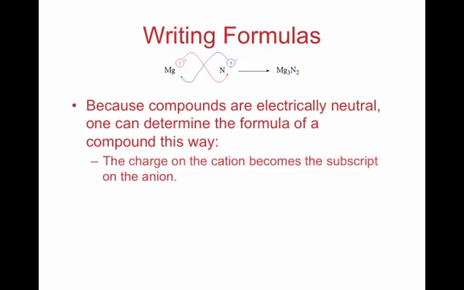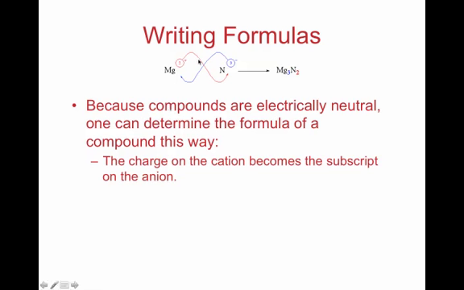Now, let's talk about writing formulas, or bringing this all together. Because compounds are electrically neutral, one can determine the formula of a compound the following way. If we're writing the formulas, we write their symbol and we write their charge, and there are some rules for getting the charge, which you should have memorized from Chemistry 1. If not, I will give you a copy of those in class.